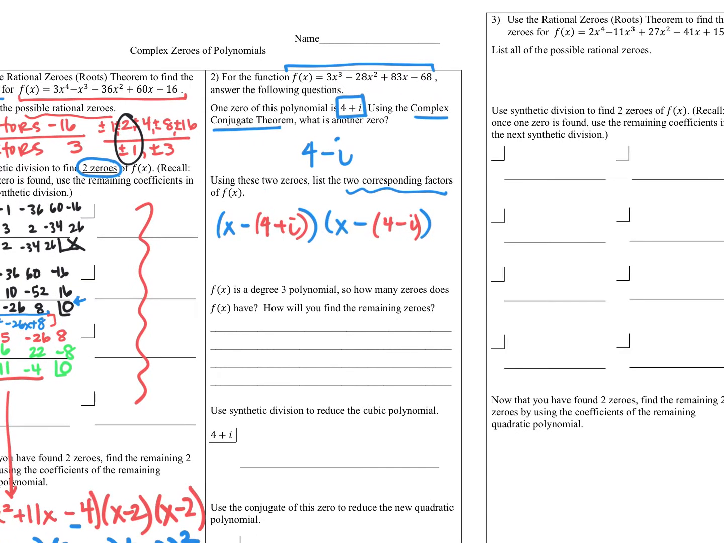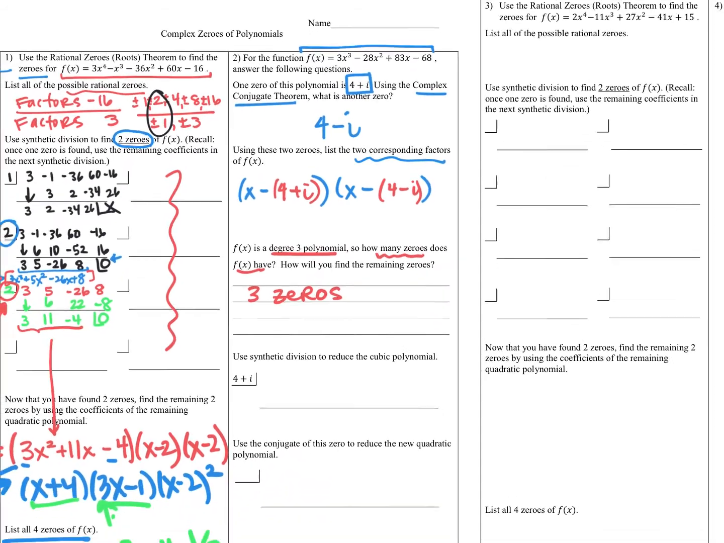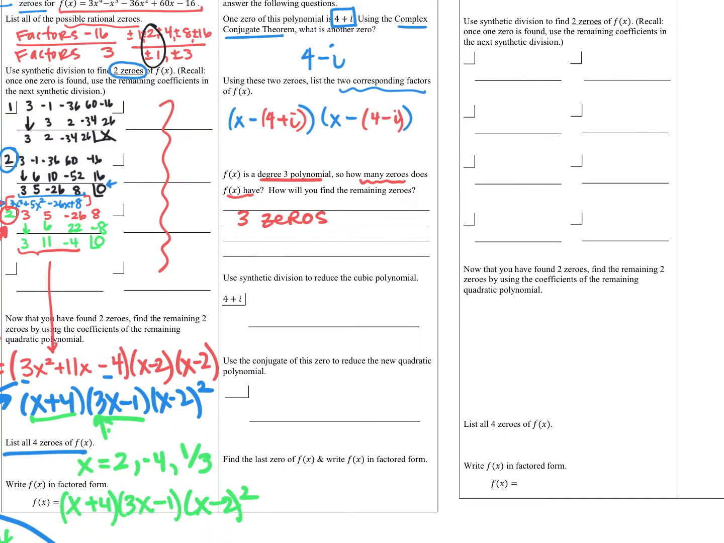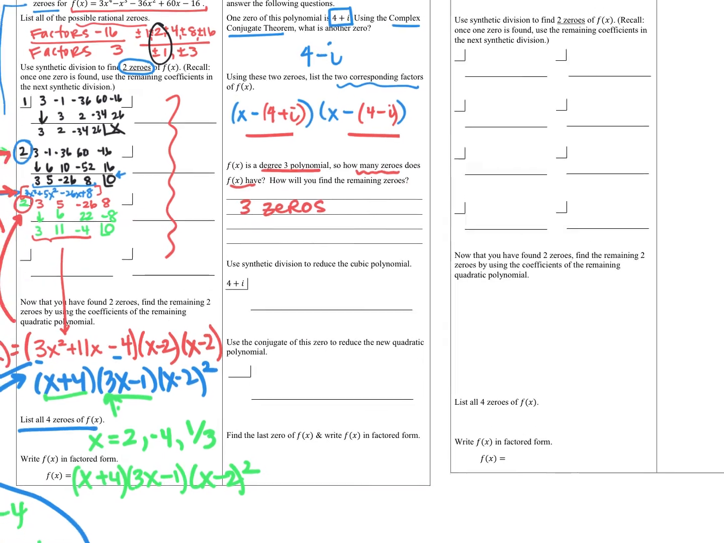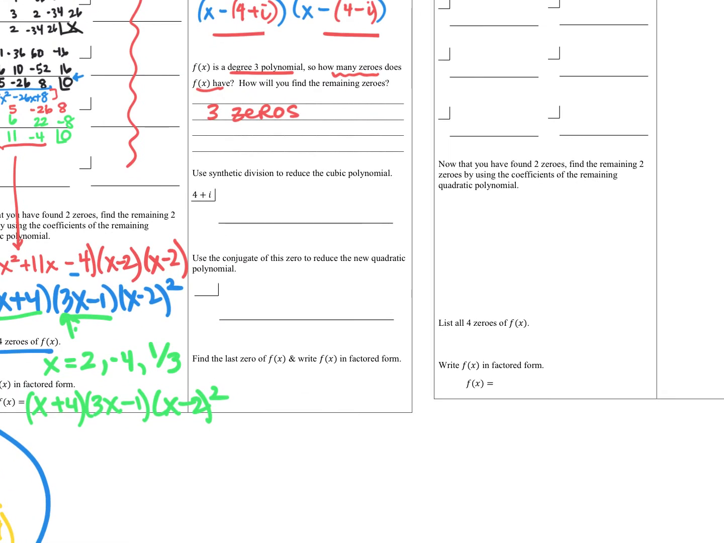And then x minus the other guy, which is 4 minus i. Now, f of x is a degree 3 polynomial, so that means it would have 3 zeros. And so there's a few different ways that you can go about finding that third one, because again, we already know 2 of them, and we're set up right now for synthetic division. So we're going to do 4 plus i, and we'll put the coefficients of that polynomial.